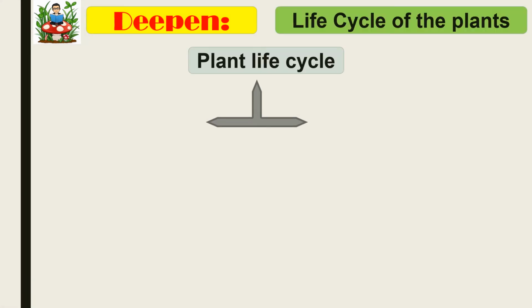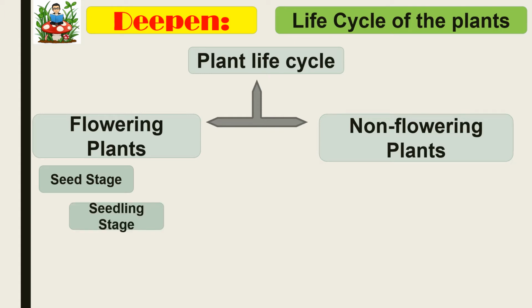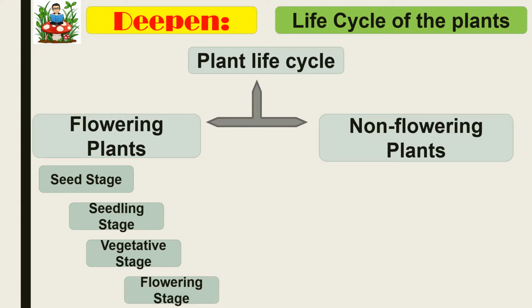So, we have two kinds of life cycle. One is flowering plants and the other is non-flowering plants. In flowering plants, there is the seedling stage, vegetative stage, and flowering stage. While non-flowering plants have the gamete, gametophyte stage, and adult stage.